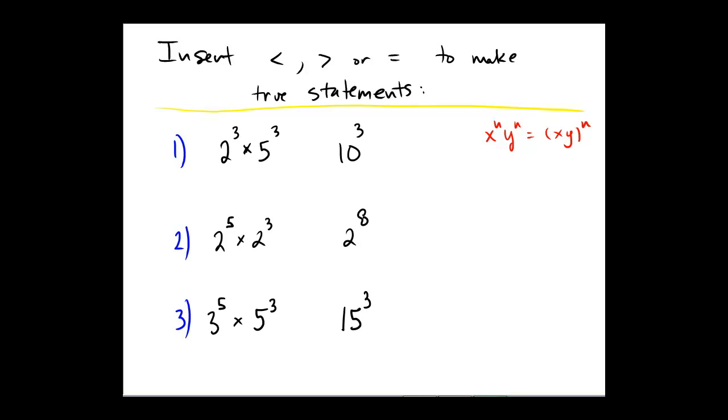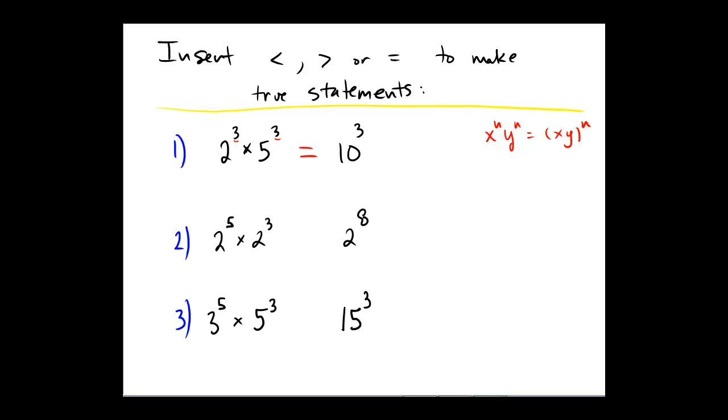Because that rule says that if you are multiplying two exponential expressions, and the exponents are the same, which they are, then this is equivalent to multiplying the bases and raising that to the same power that you had. So 2 cubed times 5 cubed would be identical to 2 times 5, which is 10, cubed. So this one is an equality.